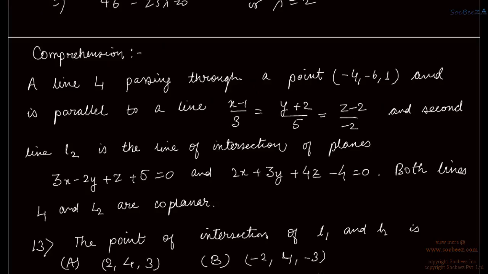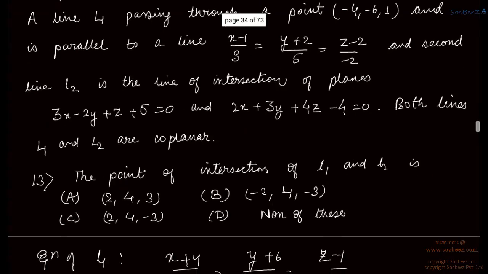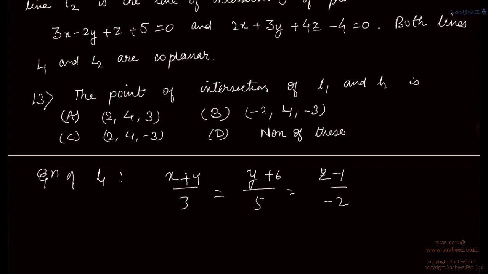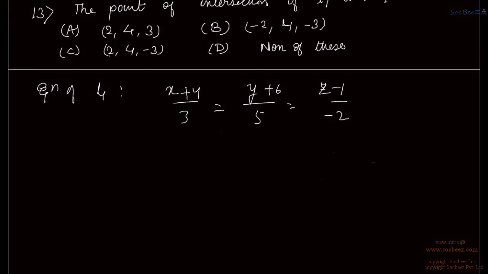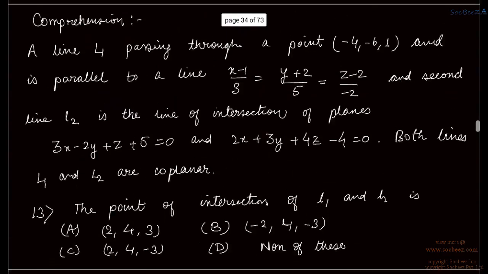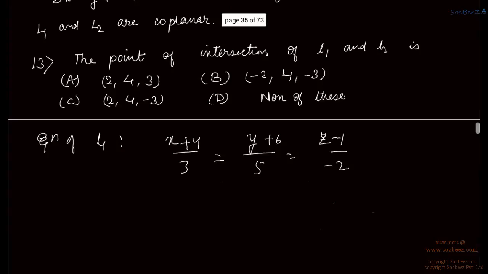The second line L2 is the line of intersection of the given planes. So we can find line L2, but here the question is asking for the point of intersection of lines L1 and L2, right? So we have to find the point of intersection of lines L1 and L2. So let us find the point of intersection.